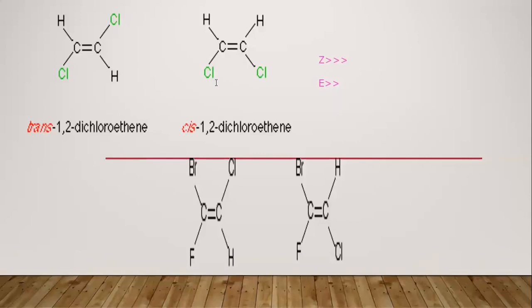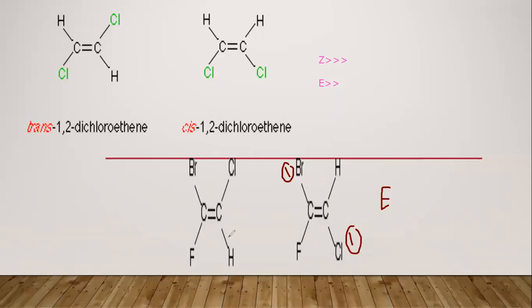From the atomic number. Atomic number of chlorine is 17. Atomic number of hydrogen is 1. So chlorine has a higher priority. With the first carbon, chlorine has a higher priority. With the second carbon, bromine 35, fluorine 9. So bromine has a higher priority. As you see here, higher priority up in the first carbon, higher priority down in the second carbon. So this is entgegen isomer.